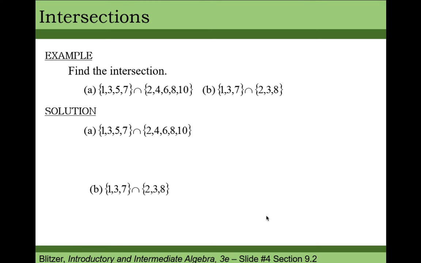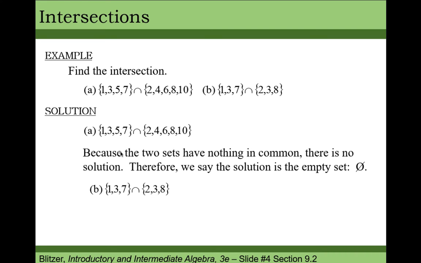Here's just a couple of examples using just numbers, no variables, no expressions, very basic. This first one is asking for the intersection, and remember intersection is and, so it's where they overlap. Looking at these two sets, we have 1, 3, 5, and 7, and 2, 4, 6, 8, and 10. Because the two sets have nothing in common, there's no solution. Therefore, we say the solution is the empty set.